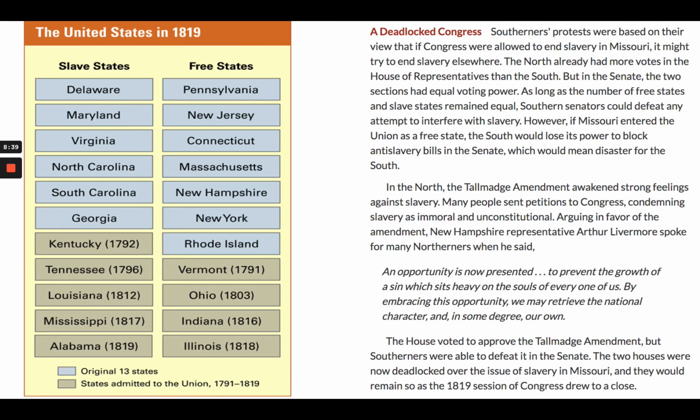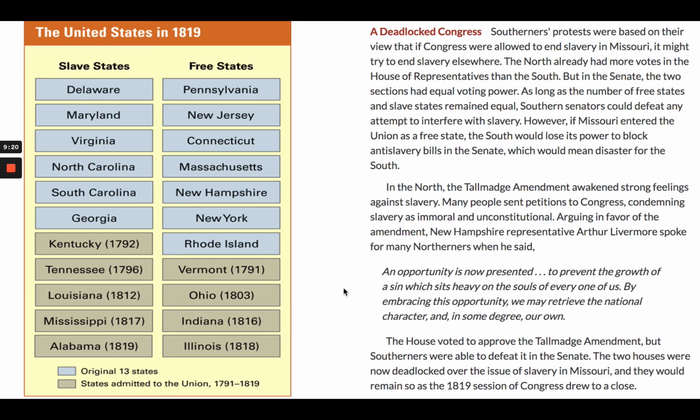All right, let's go ahead and look real quick at the number of free states and slave states in the United States in 1819. Before Missouri comes in, Missouri's going to come in 1820. So before that, we can see we're dead even. Out of the original 13 states, 7 of them are free, while 6 of them are still slave. Then Vermont, Ohio, Indiana, and Illinois all joined as free states. And Kentucky, Tennessee, Louisiana, Mississippi, and Alabama are all slave states. So they're balanced right now, 11 states each.